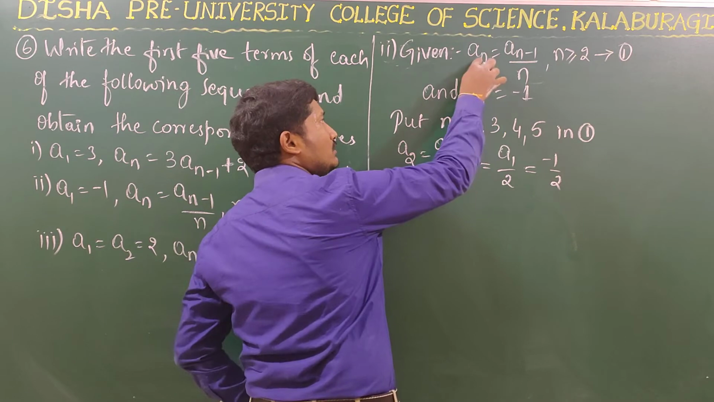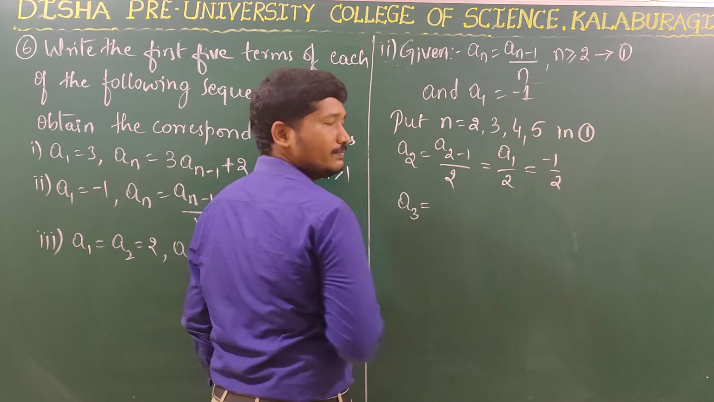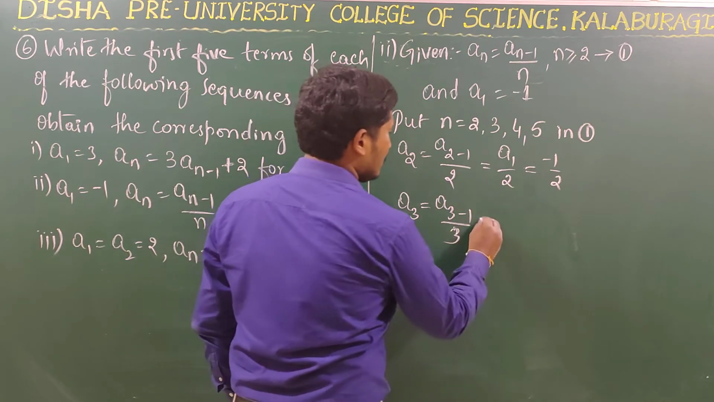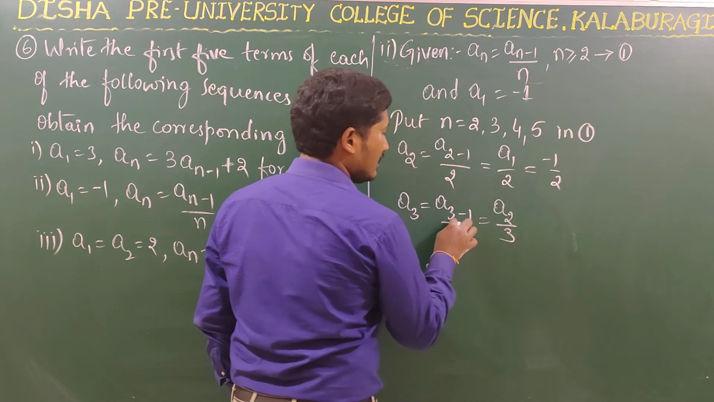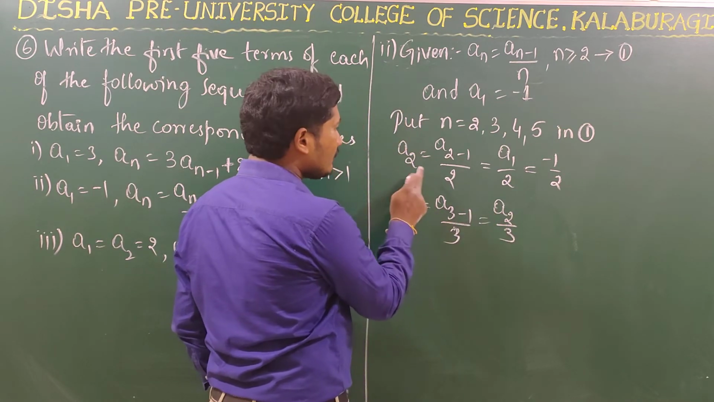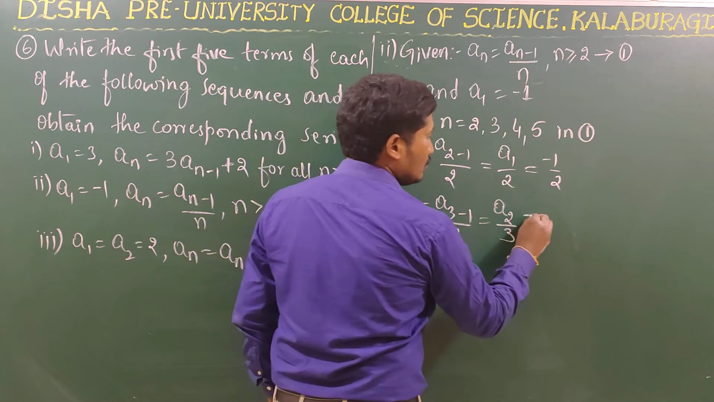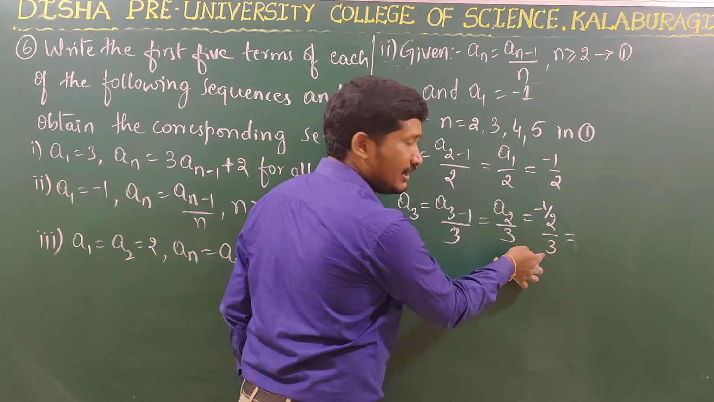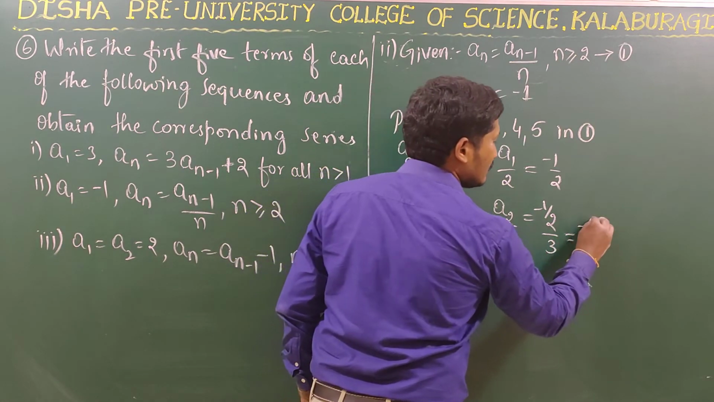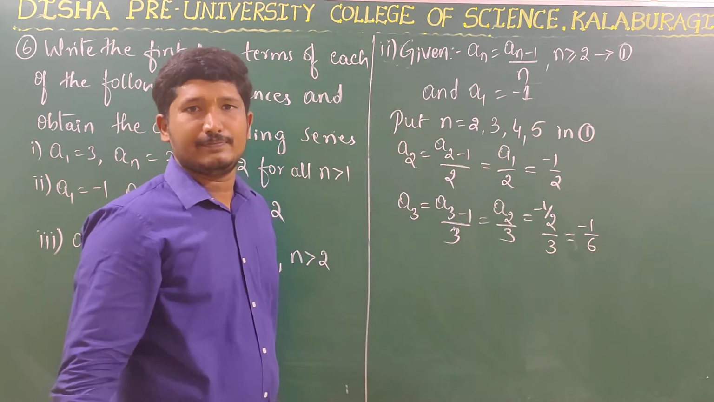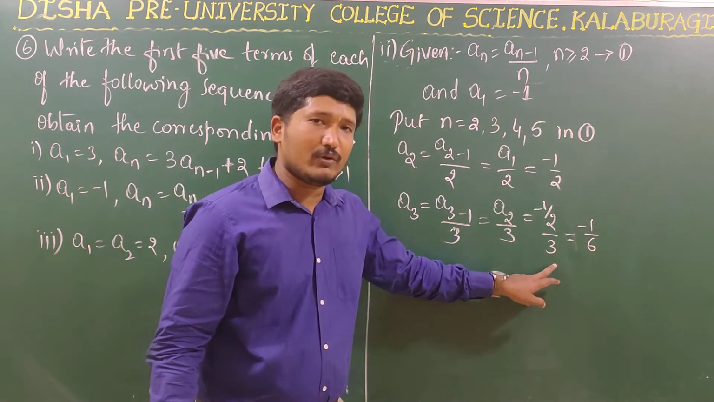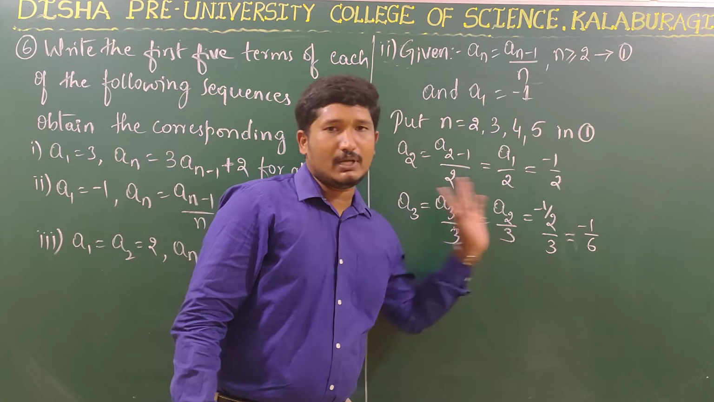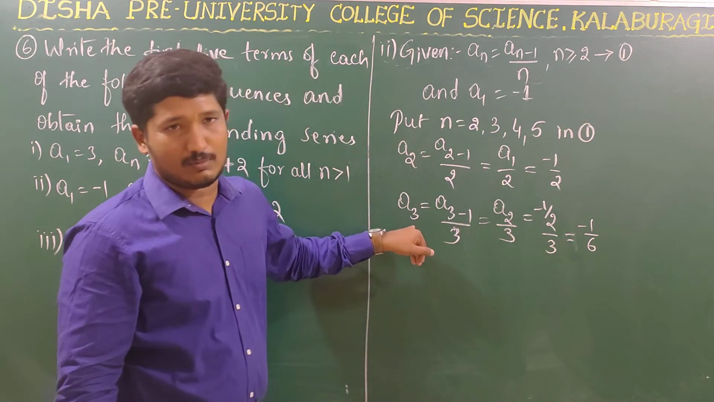Now put n is equal to 3. a3 is equal to a(3 minus 1) divided by 3. This is equal to a2 by 3, that is 3 minus 1 is 2. What is the value of a2 that we have got here? Minus 1 by 2. So minus 1 by 2 divided by 3. See, this 3 also comes to the denominator. What is 2 into 3? 6. So that is minus 1 by 6. Or else you can take the reciprocal of 3 by 1, that will be into 1 by 3. So minus 1 by 2 into 1 by 3 will be minus 1 by 6. So this is the third term of the sequence.